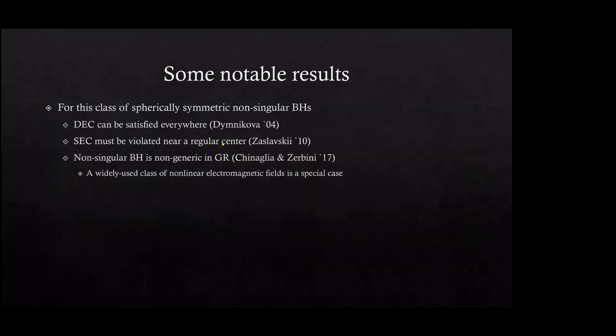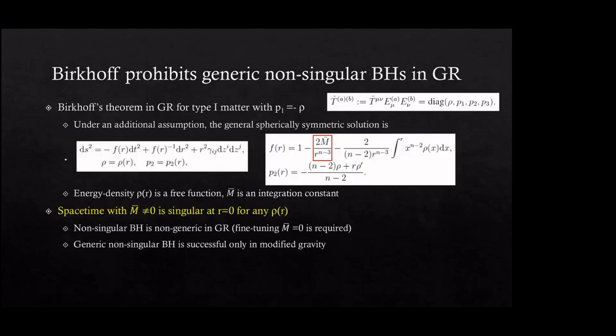And here I present some notable results. The first one is that the dominant energy condition can be satisfied everywhere, and the second is that the strong energy condition must be violated near the regular center. And also, the non-singular black hole is non-generic in general relativity. This contains a matter field, a widely used class of nonlinear electromagnetic fields, as a special case. So let us see the last result.